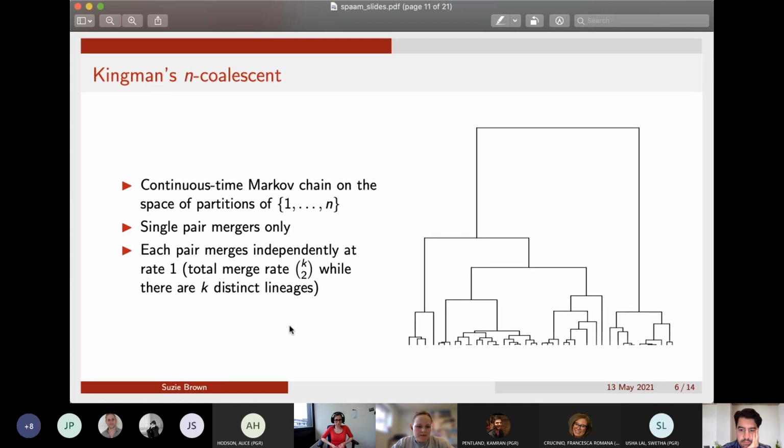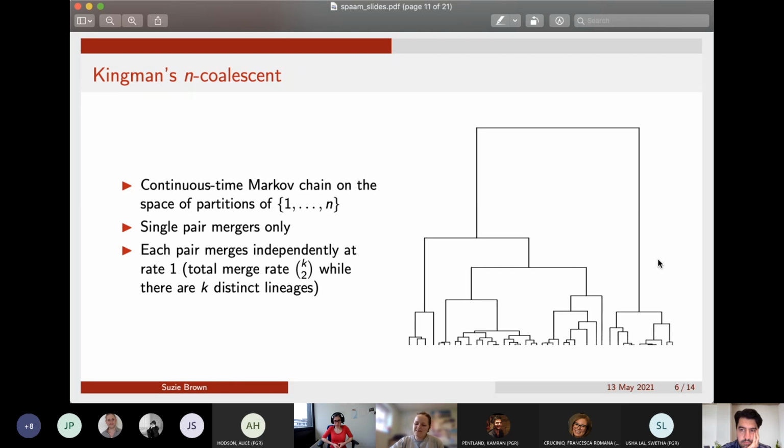Each of these pair mergers happens at rate 1 per pair, which means that when there are more lineages around, there are more possible pairs, and so we get more mergers happening at a higher rate in total. If you look at the bottom of this tree, there are a lot of lineages, and so you get a lot more mergers than at the top, where it takes a long time for, say, the last 2 branches to merge. This picture is just a realization with little n equals 50.